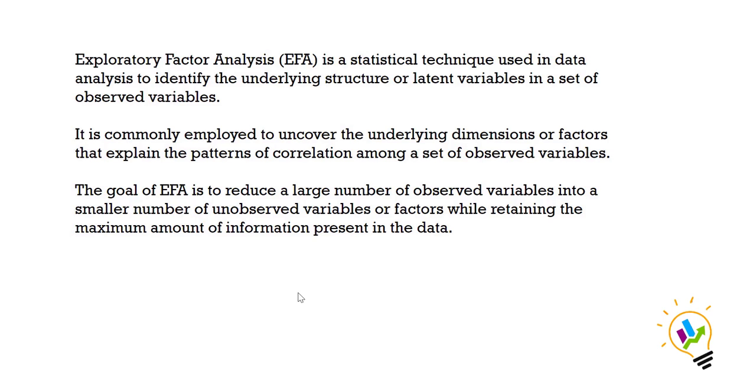EFA must be done only to understand or identify the underlying structure or latent variables within these observed variables. It is commonly employed to uncover the underlying dimensions or factors that explain the pattern of correlation among a set of observed variables. The goal of EFA is to reduce a large number of observed variables into a small number of unobserved variables or factors while retaining the maximum amount of information present in the data.